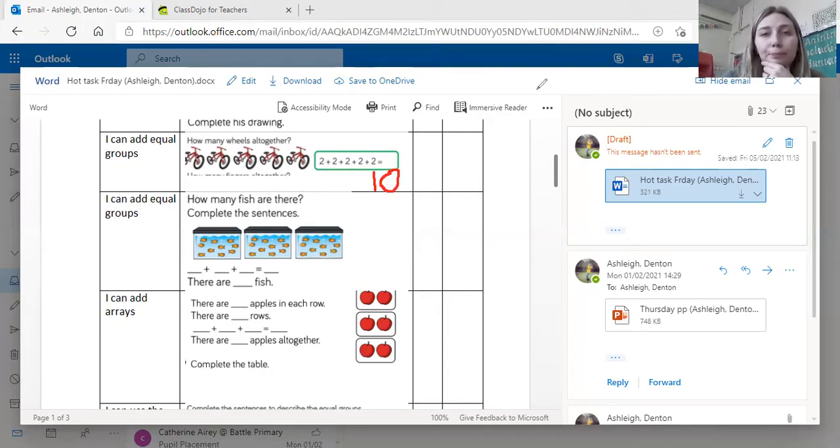Okay, let's have a look at this question. Our objective again is I can add equal groups, and it says, how many fish are there? Complete the sentence. So we need to count how many fish there are in one of our groups first. I've circled my first group and I'm going to count how many fish I have in one of those groups. Let's count them together. 1, 2, 3, 4, 5, 6, 7, 8, 9, 10. Okay, so I have 10 fish in one group. So I'm going to write 10 here.